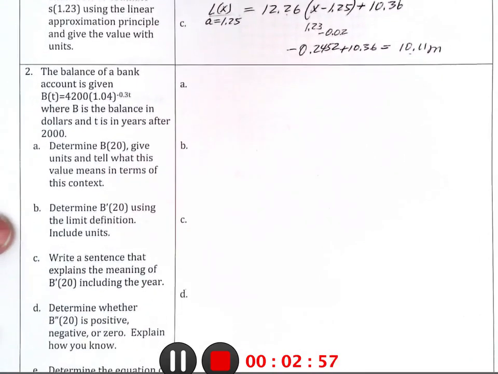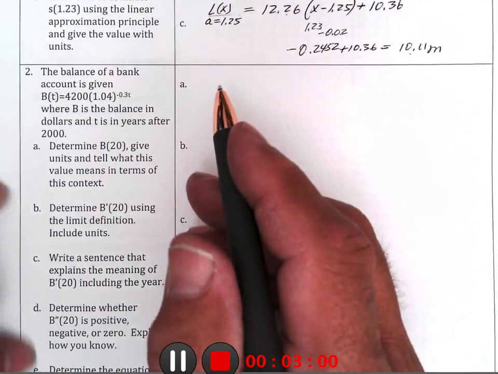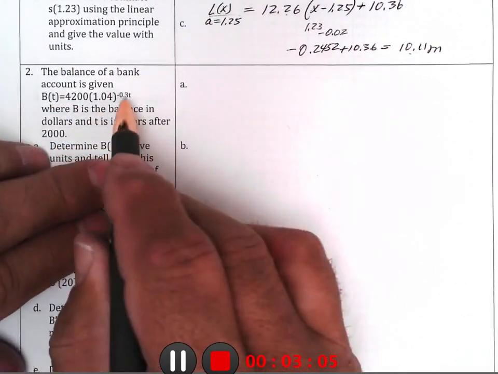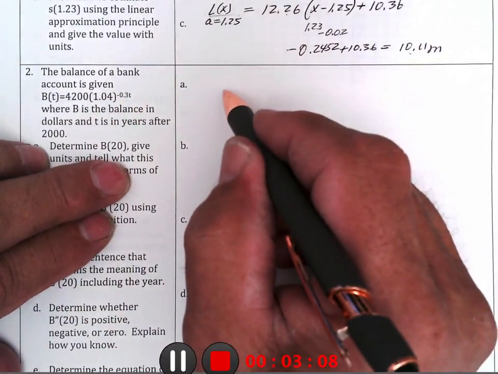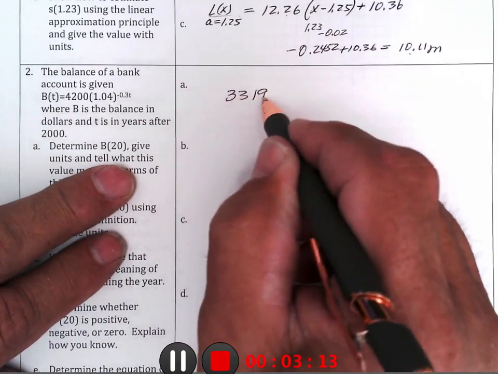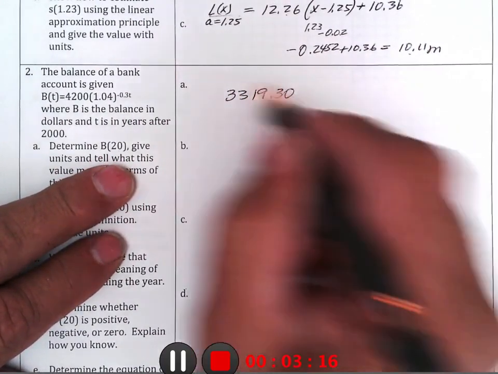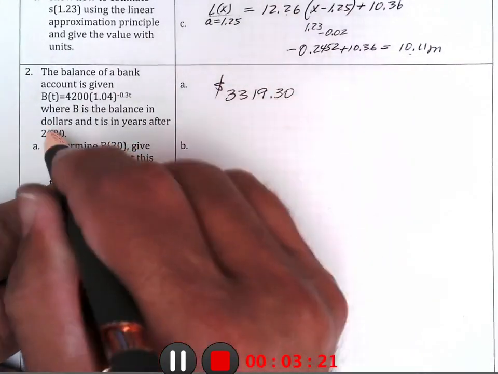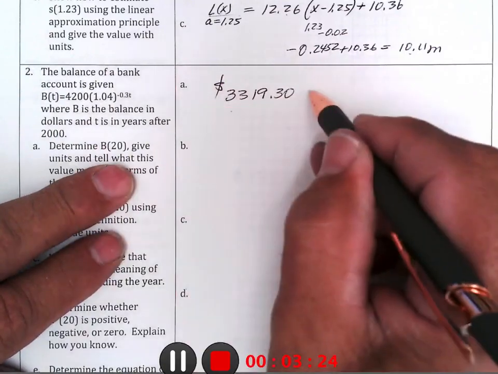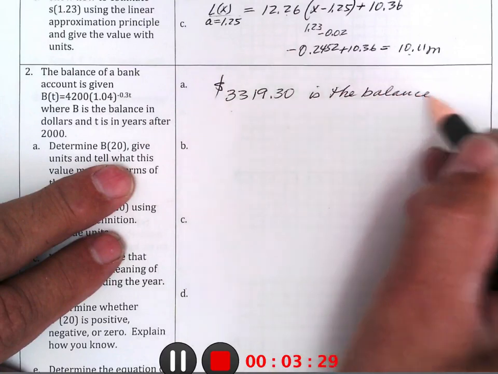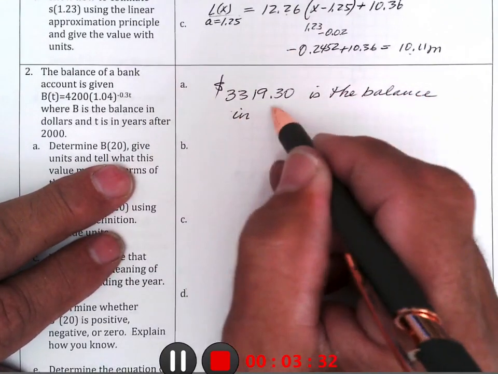Number 2. And so the bank balance is this. What is it at B equals 20? So we're just plugging 20 into this equation. And when you do that on your calculator, you get 3319.30-ish. And that would be 20 years after 2000. So is the balance in 2020.